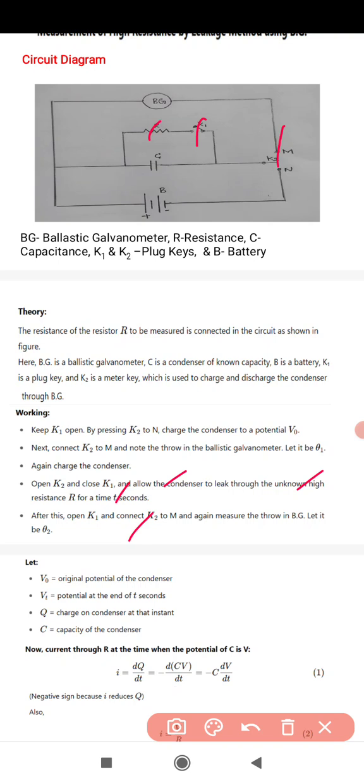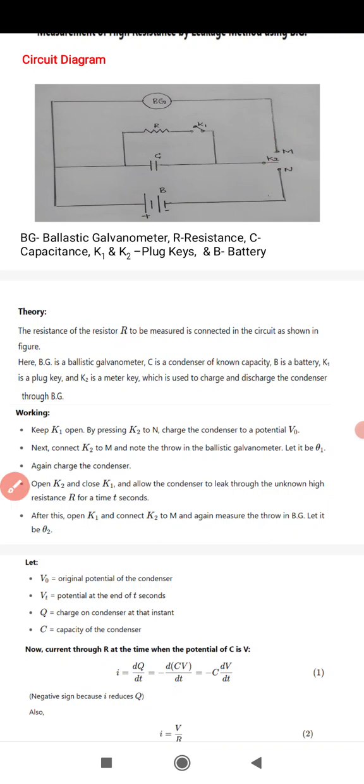After this, open K1 and connect K2 to the M direction. Again measure the throw through the ballistic galvanometer. Let it be θ2.